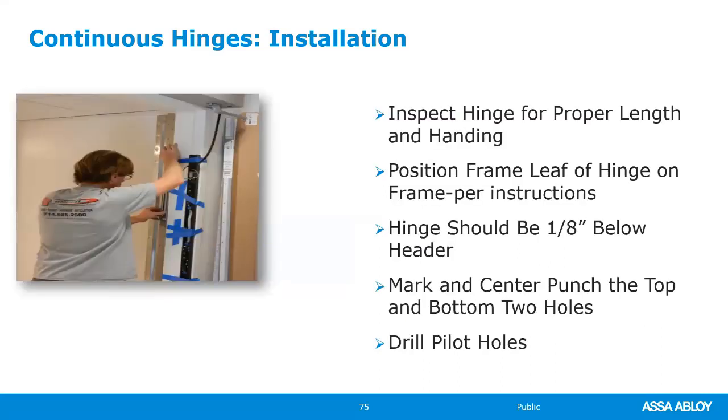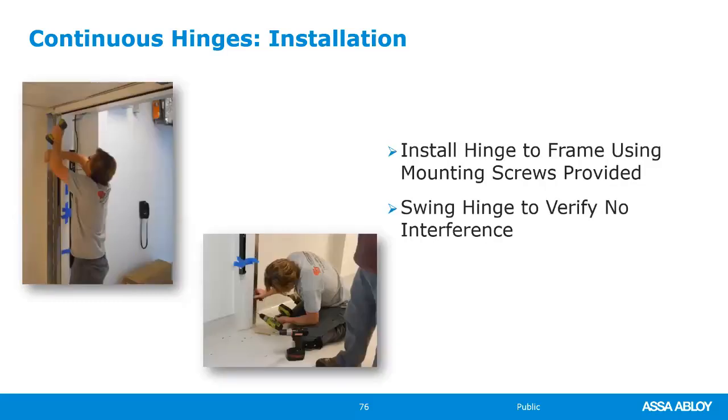So we're going to inspect the hinge for the proper length and handing, and position the frame leaf of the hinge on the frame per instructions. The hinge should be an eighth inch below the header. We want to mark the center and center punch the top and bottom two holes, and drill the pilot holes. We're going to install the hinge to the frame using the mounting screws provided, and we're going to swing the hinge to verify that there's no interference.